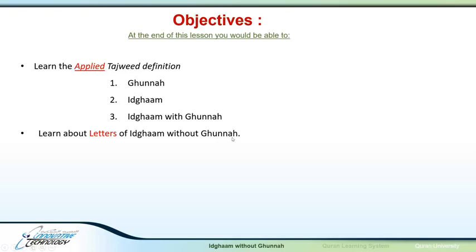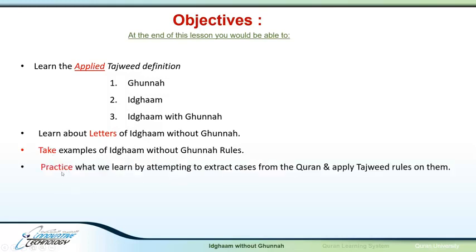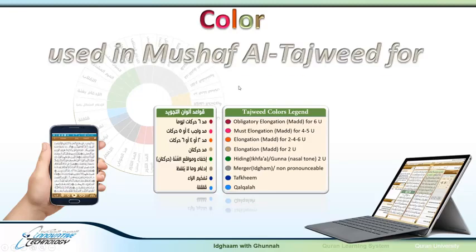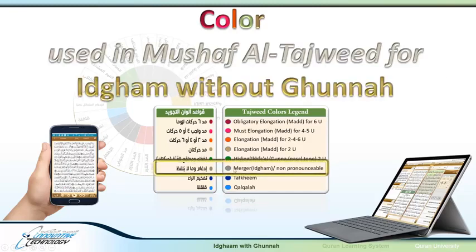So basically, we have to differentiate between the previous lesson, which is Idghaam with Gunna, where the Gunna was added, and that was related to 4 letters, and this lesson, in which there is Idghaam without Gunna, where there are 2 letters that cause this Idghaam to be without Gunna. Then we're going to take examples of the Idghaam without Gunna rules, and then we're going to practice what we have learned by attempting to extract cases from the Quran and apply Tajweed rules to them. And we'll start by defining the color used by Mus'haf al-Tajweed for Idghaam without Gunna, which is the color gray.